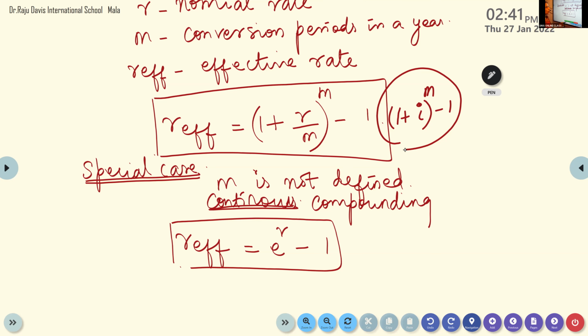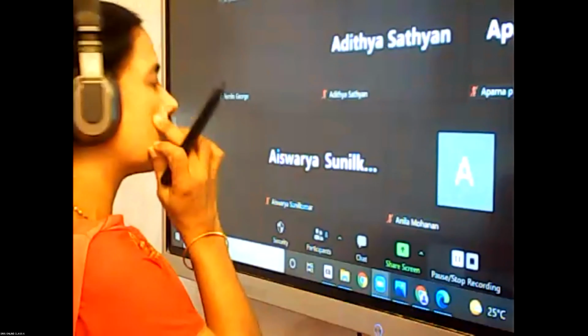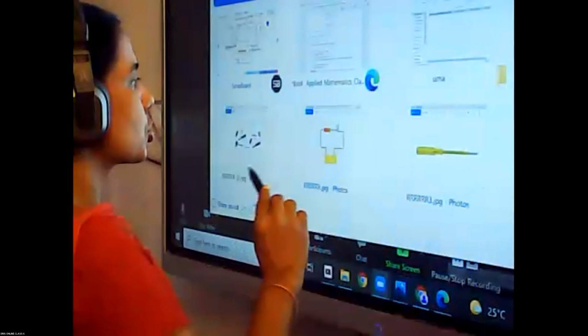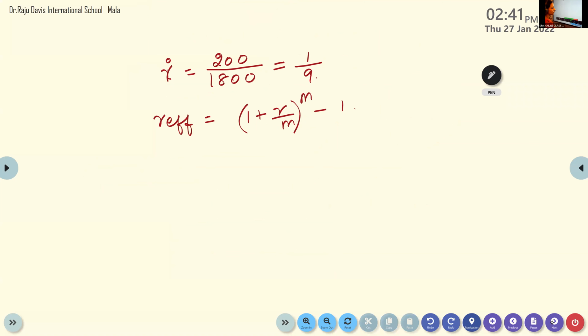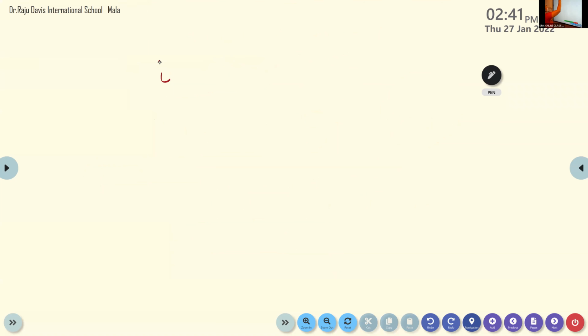So here, note down this one in your textbook, in your notebook also. This is a different question. Usually, in all the cases, interest will be given. Here, it is not given. So instead of that, first we are finding I. Instead of R, here we are finding I. What is I here? It is 200 out of 1800. We are finding I directly. We are not finding R here. So it is 1 by 9.